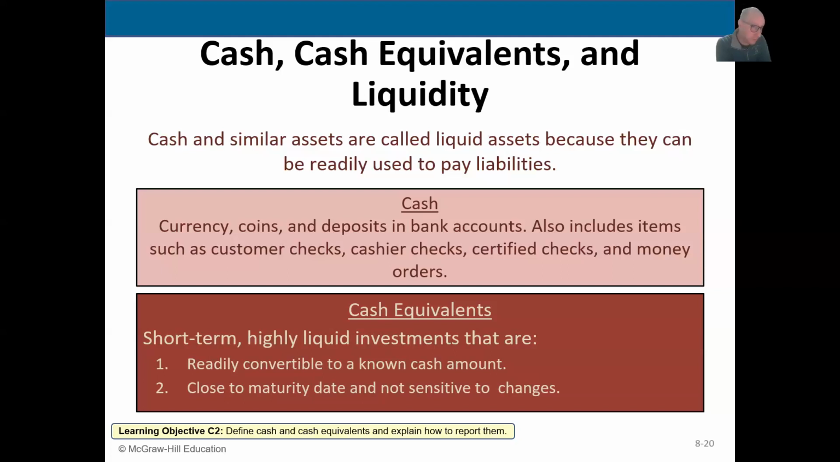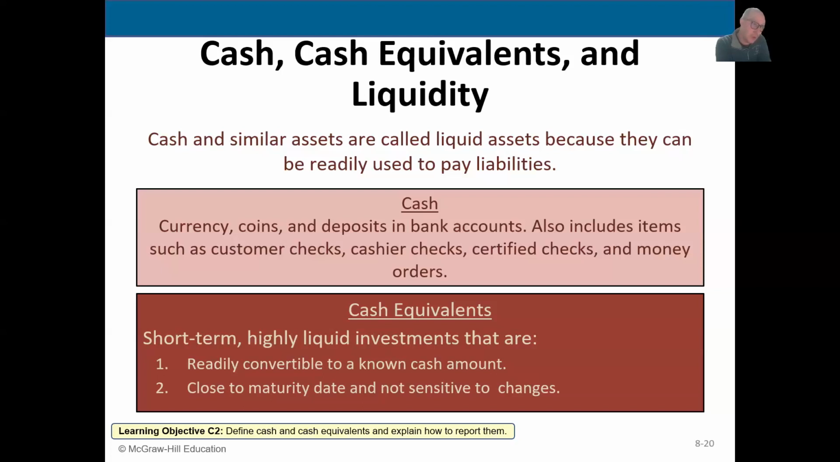If you remember, we have something called the current ratio. Cash and similar assets are called liquid assets, and this is because they can be readily used to pay for liabilities.